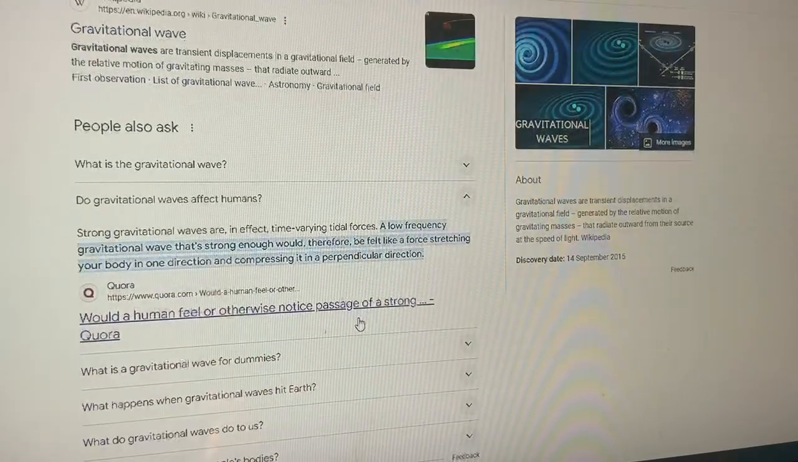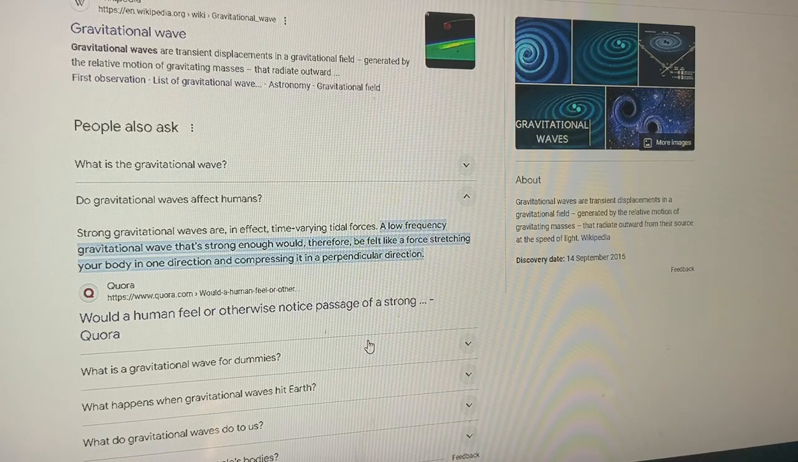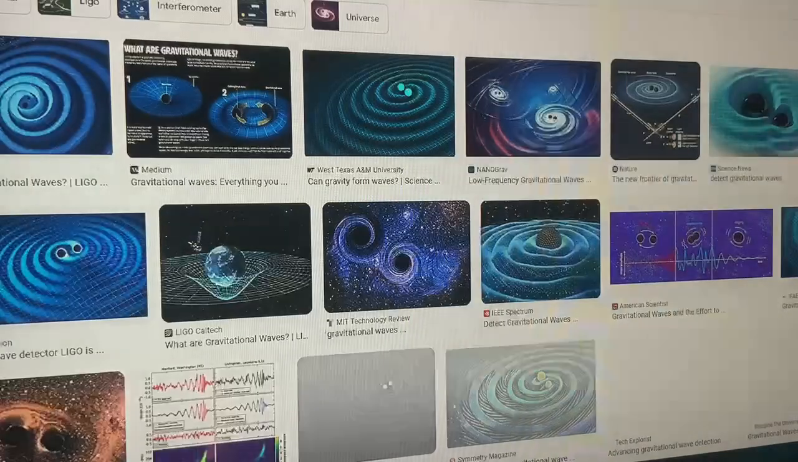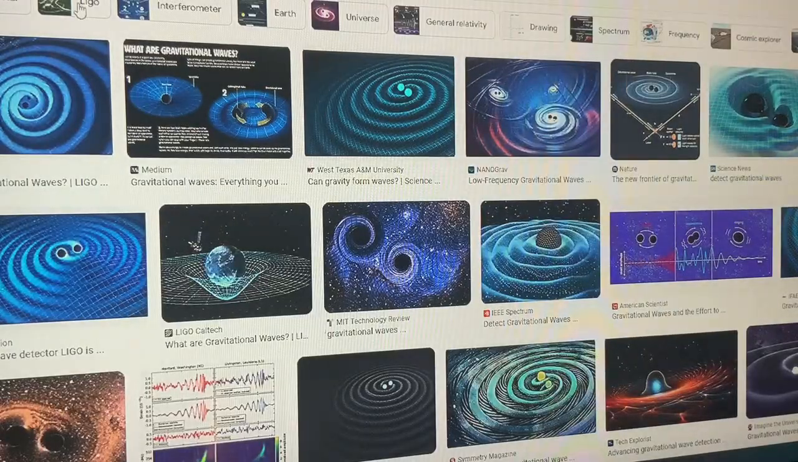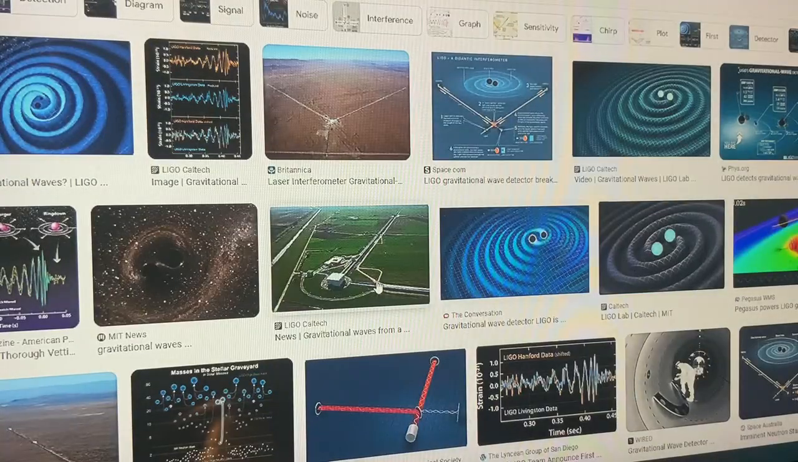Do they affect humans? Strong gravitational waves are, in effect, time-varying tidal forces. A low-frequency gravitational wave that's strong enough would therefore be felt like a force stretching your body in one direction and compressing your body in a perpendicular direction. Oh, but they don't use those. Well, they just got done telling us that we're headed to LIGO, which is the second click away, where the Caltech frauds hang out.